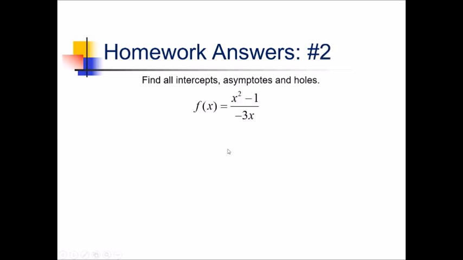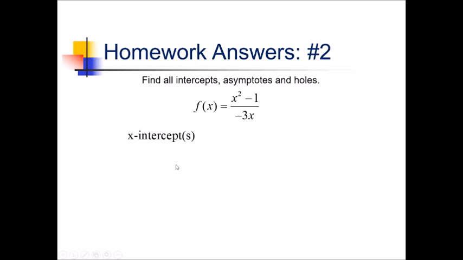For this one, I'm trying to get intercepts, asymptotes, and holes for this rational function. I can factor the numerator, but there's nothing that's going to cancel out with the denominator. So let me just go ahead and start analyzing the intercepts, asymptotes, and all the rest of it here.